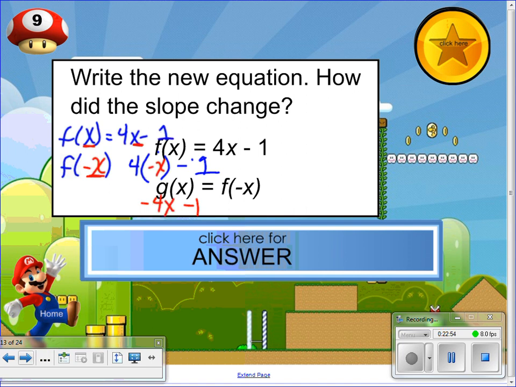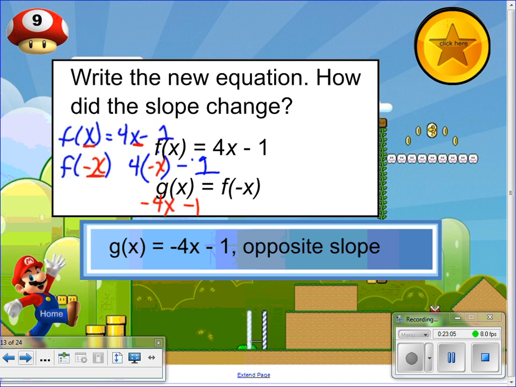But the slope changed. The slope went from being positive 4 to negative 4. So it went from a positive slope to a negative slope. So it's now the opposite slope.